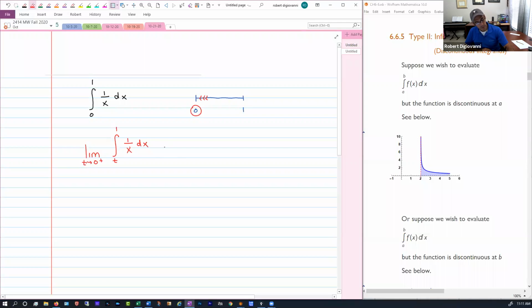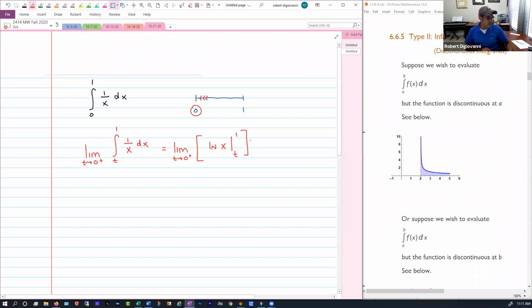And then we just do what we did last time. Let's just leave the limit here. We're going to do the limit at the very end. We're going to find the antiderivative of 1 over x, which is the natural log of the absolute value of x, from t to 1. And I did not put absolute value of x.